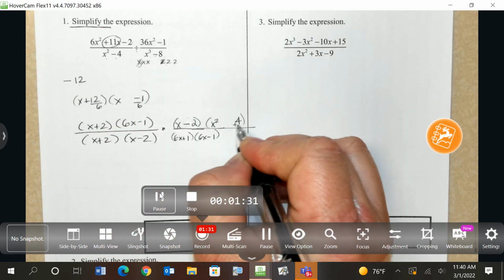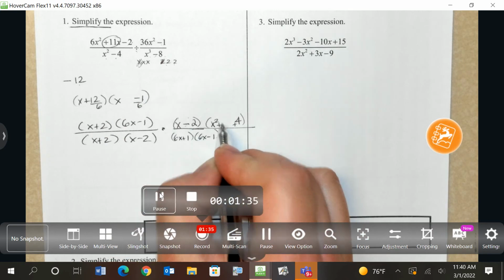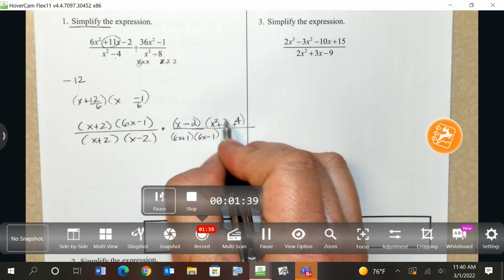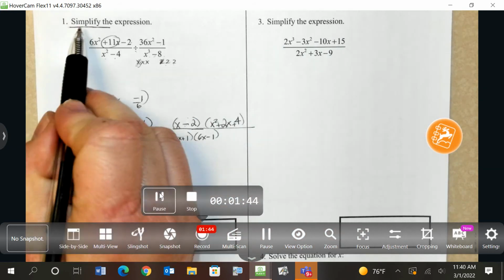Remember, this is always positive. And what goes in the middle? Well, because this was subtraction, this will be addition. And how do I determine this term? I just multiply these two: 2x. So I've set it up by factoring, and now I need to simplify.